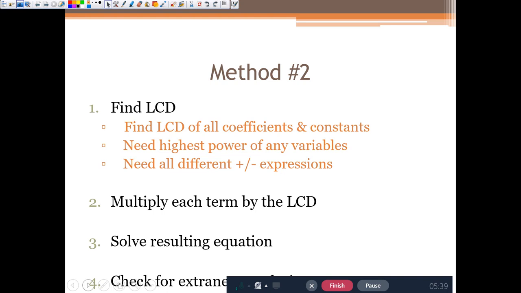We're distributing, eliminating fractions, then combining like terms, moving our variable to one side, moving our constant to the other side, dividing to get the variable by itself. And then we do have to check for extraneous solutions. So if we get all real numbers, we cannot have 0 on the bottom of our equation.